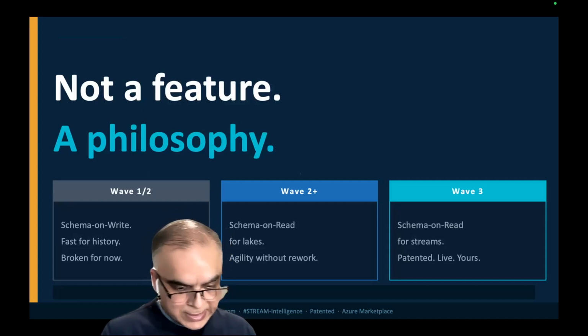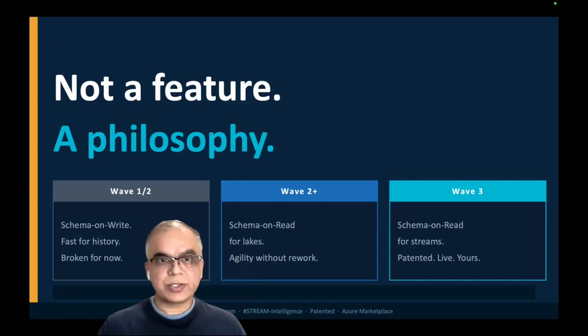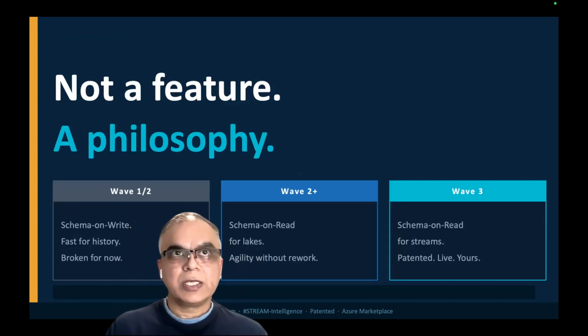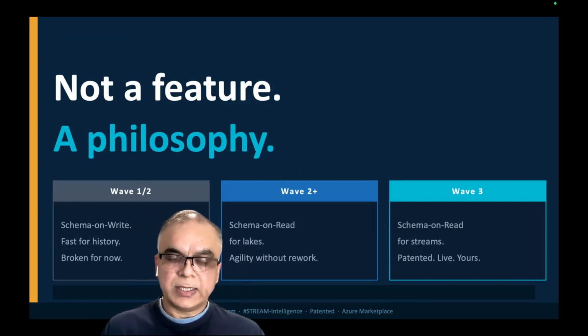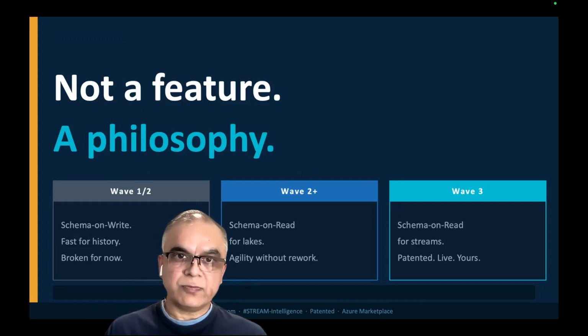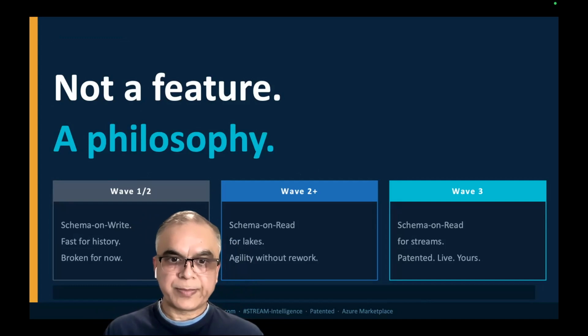So that's basically a shift in architecture. It's not just a feature. Wave 1 mostly is schema on write. You're trying to rebuild SQL tables. Wave 2 is schema on read on the open architecture which lakes provide, and wave 3 is streaming with schema on read. All right.